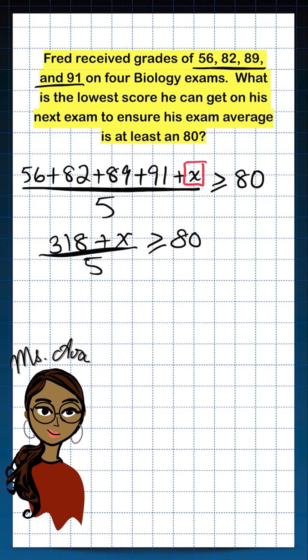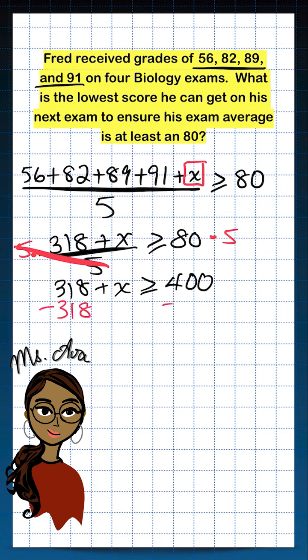And then from here, we can multiply both sides by 5 to get rid of this 5 right here. And so that gives us 318 plus x is greater than or equal to 80 times 5. That's going to be 400. And then all we have to do now to solve for x is subtract 318 from both sides. And that will give us x must be greater than or equal to 82.